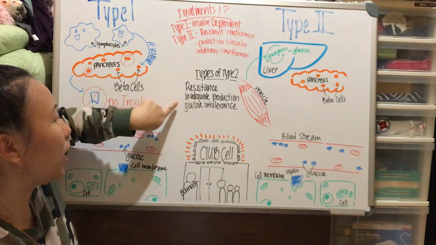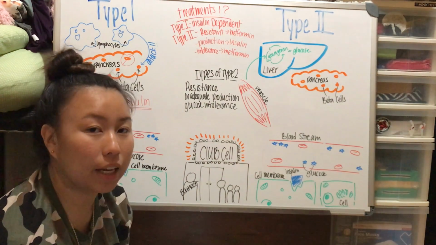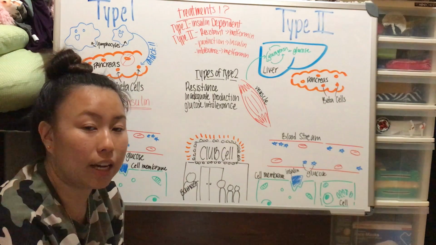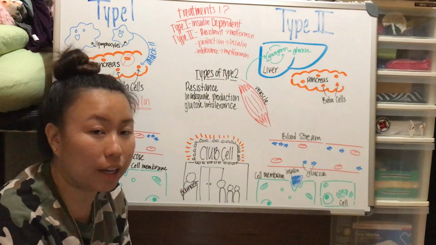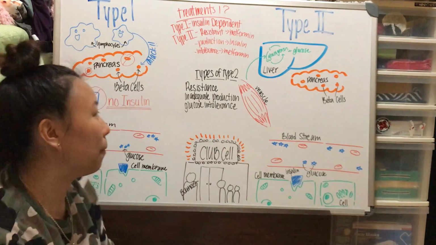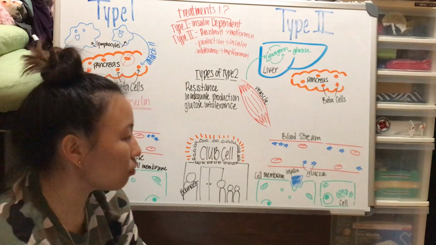For inadequate production of insulin, you just give insulin. So patients who aren't making enough insulin, you give them insulin because their pancreas isn't able to make enough for the amount of sugar in their blood. If you give them more insulin, then it will allow the glucose to get into their cells. And then for glucose intolerance, you give metformin.